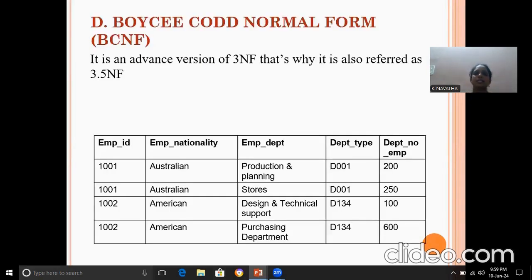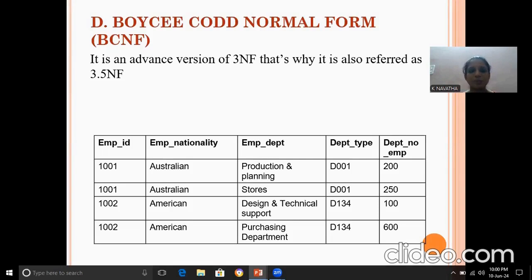Now see here, next is BCNF. BCNF means Boyce-Codd normal form. It's an advanced version of third normal form. That's why it is also referred to as 3.5 normal form. We can say it as a 3.5 normal form.